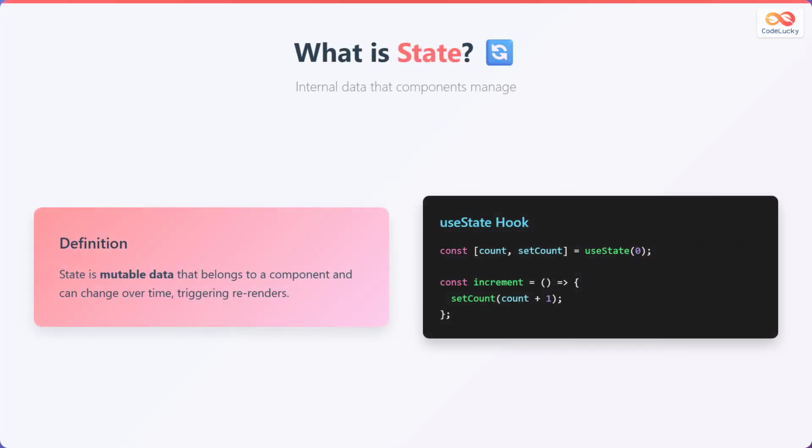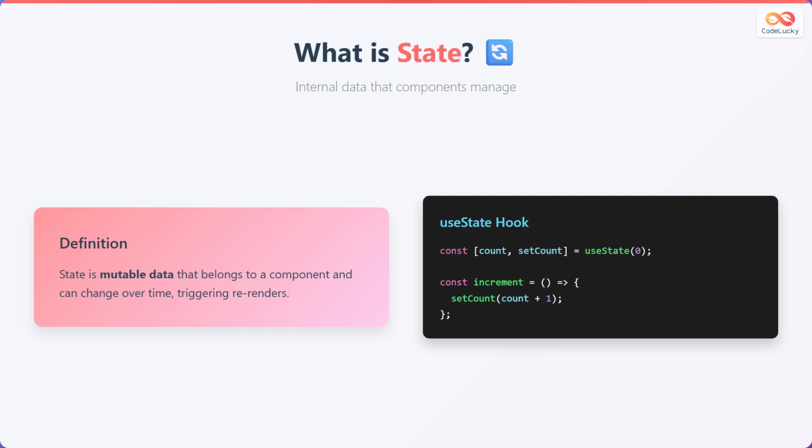State is internal data that components manage. Let's understand what exactly state is in the context of a React component. State is mutable data that belongs to a component and can change over time, triggering re-renders. Essentially, it is the component's memory of the current state of affairs.